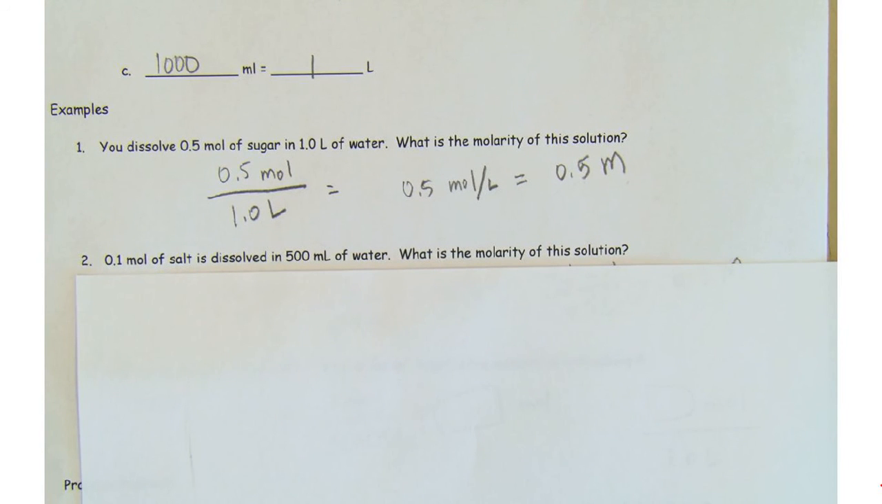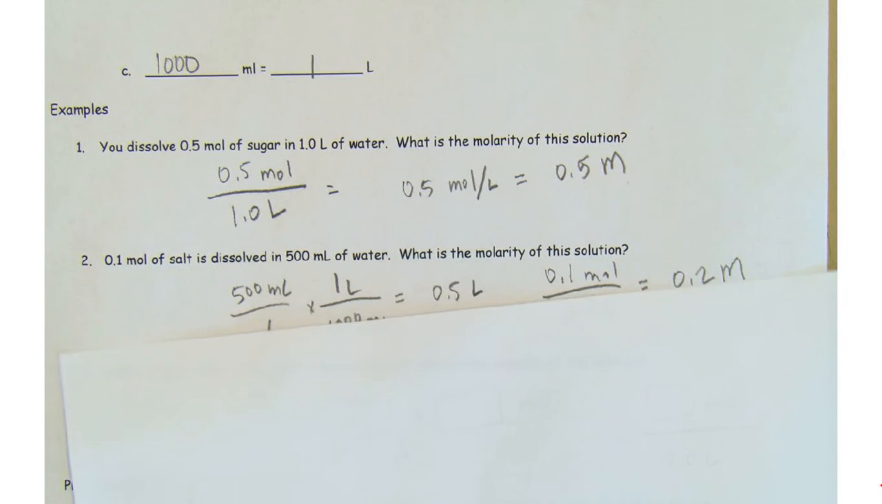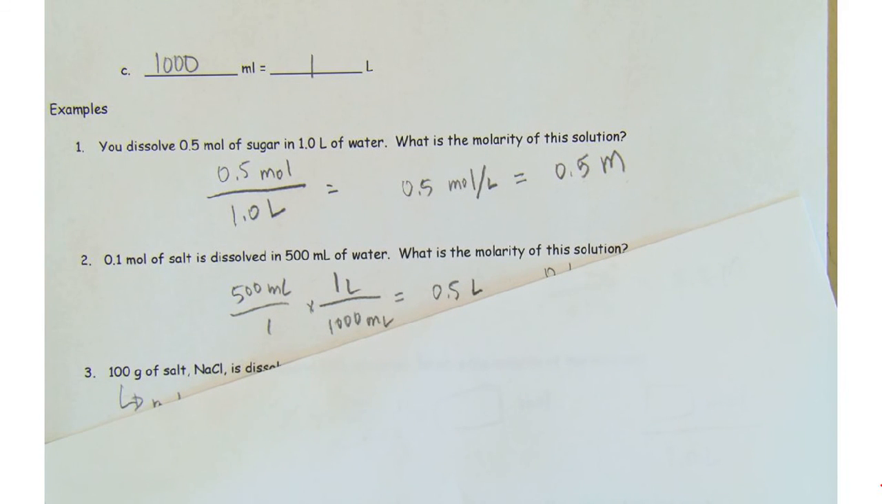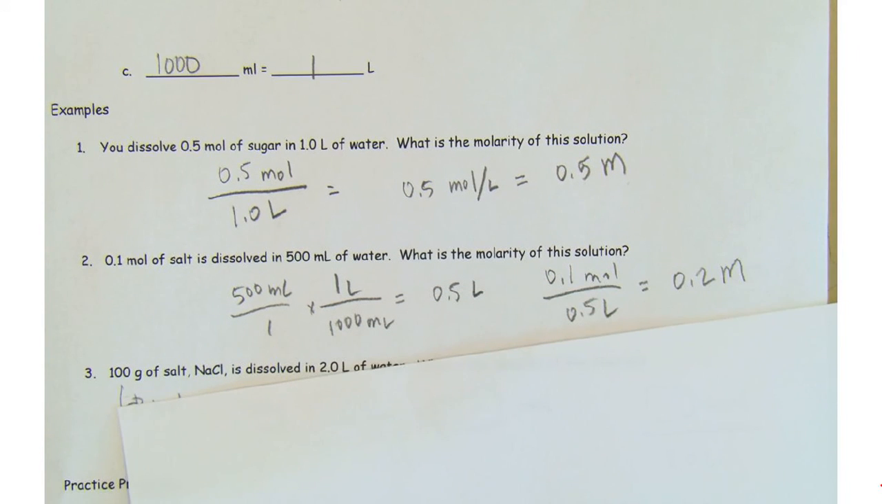Next question has a little trick. 0.1 moles of salt is dissolved in 500 milliliters of water. Did you catch the trick? Instead of liters, I gave you milliliters. So first you need to convert from milliliters to liters, and then you're ready to plug in. So this first step, you'll have to do a lot, converting from milliliters to liters.